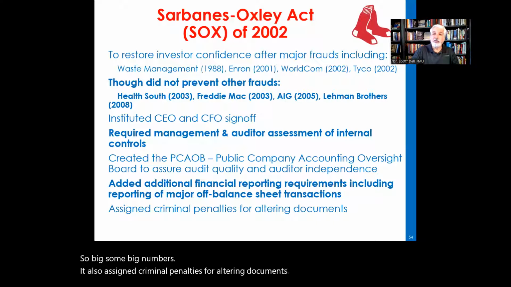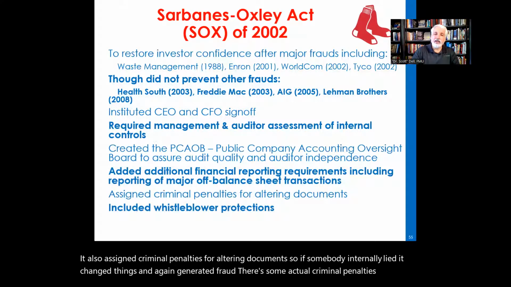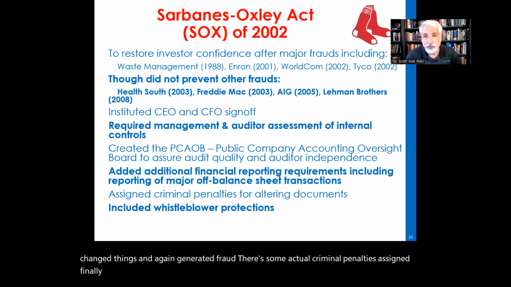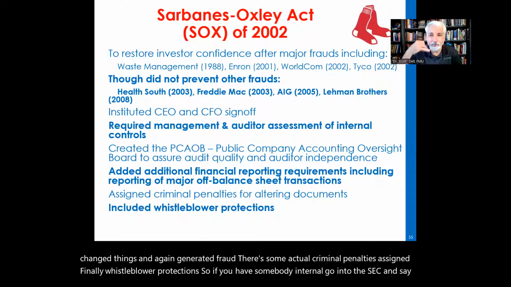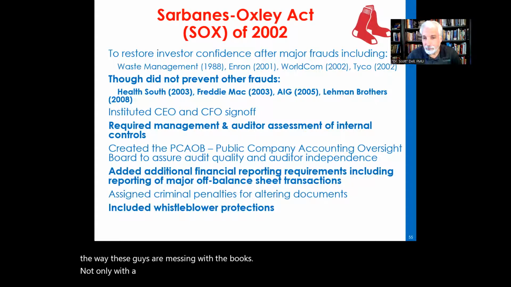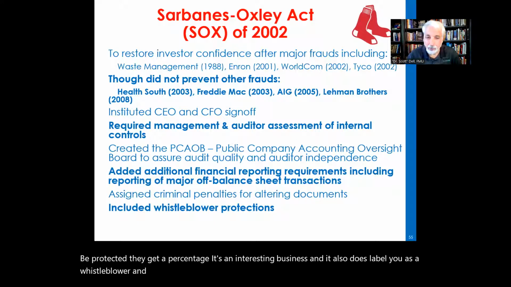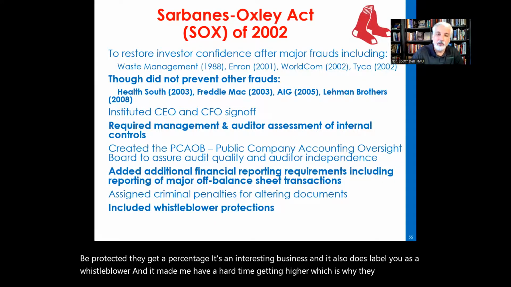It also assigned criminal penalties for altering documents. So if somebody internally lied, changed things, and again, generated fraud, there are some actual criminal penalties assigned. Finally, whistleblower protections. So if you have somebody internal go into the SEC and say, by the way, these guys are messing with the books, not only will the whistleblower be protected, they actually get a percentage. It's actually an interesting business. It also does label you as a whistleblower, and you may have a hard time getting hired, which is why they financially protect you somewhat and give you some percentages back with that.